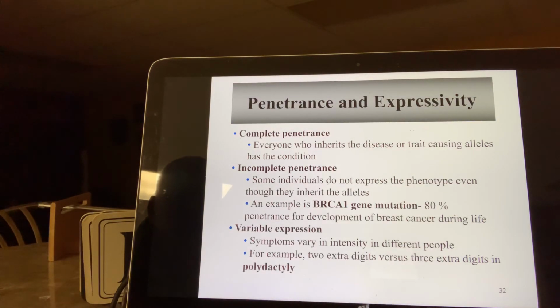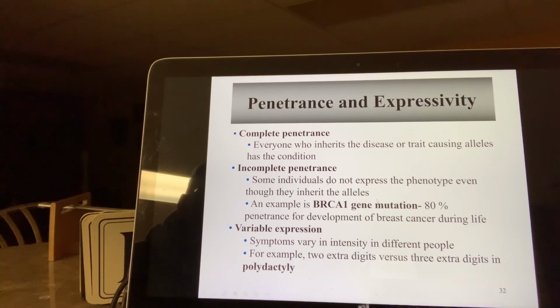Complete penetrance means everyone with the trait gets the condition. For example, if you get 2 dominant alleles for a free earlobe, you're going to have a free earlobe. That is complete penetrance. Everyone who gets those alleles gets the trait. And that's true for most of the examples we've used today. But there are some conditions that have what's called incomplete penetrance, which means that even if you get the alleles for a condition, it doesn't mean you always get the condition.